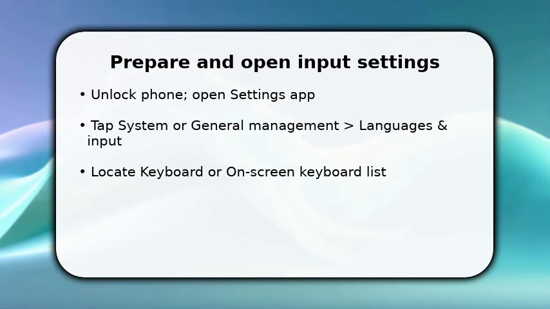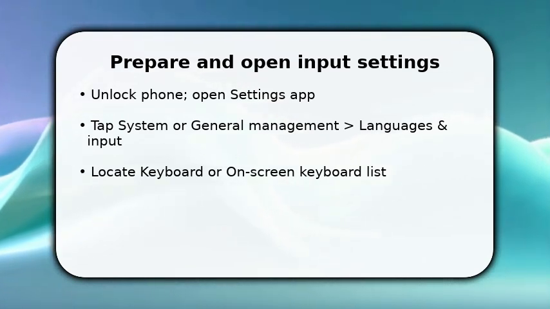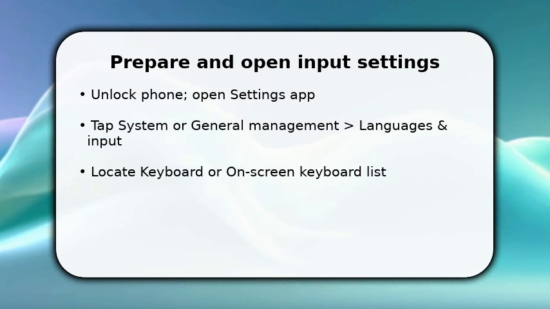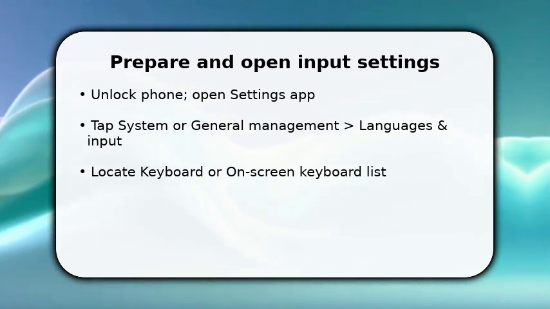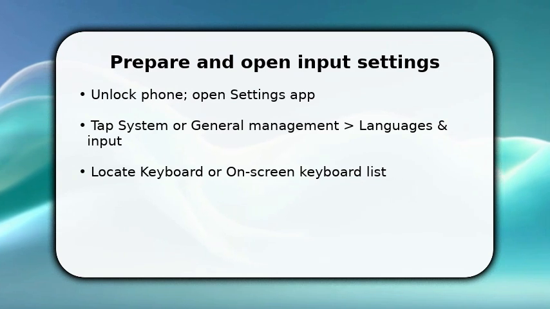Enjoy the video. You start by going straight to Settings so we can remove the keyboard now. Open Settings, tap System or General Management, then Languages and Input. This puts the input options on screen.